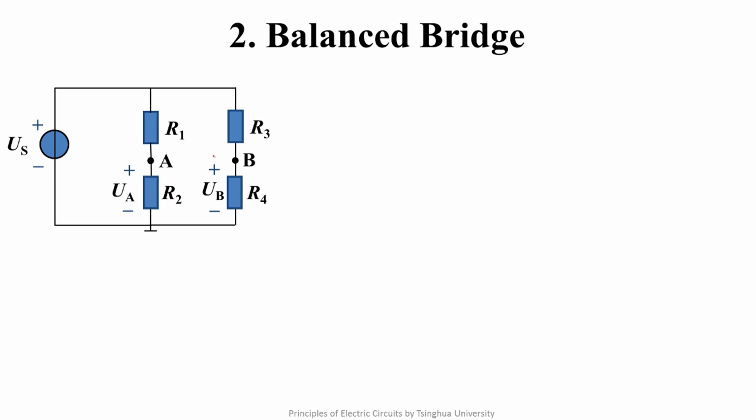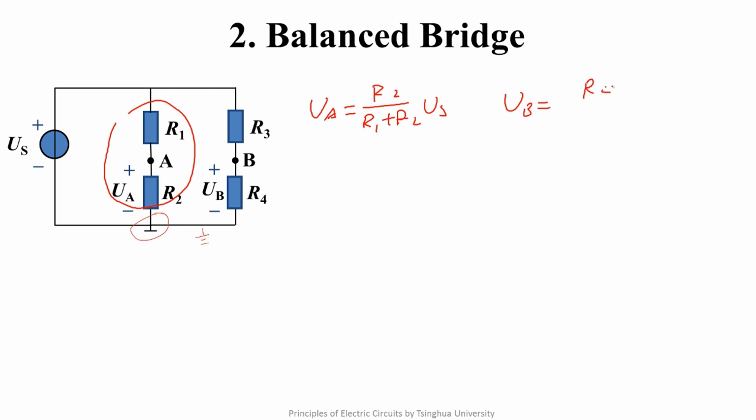Assuming that the bridge does not exist, we set this node as a reference point. We can draw the reference point like this. Also be like this. These two ways are equivalent. According to the reference points, also based on the last lecture, in which we discussed a voltage divider with two series resistors, we know that UA is equal to R2 over R1 plus R2 times US. We also know that UB is equal to R4 over R3 plus R4 times US.